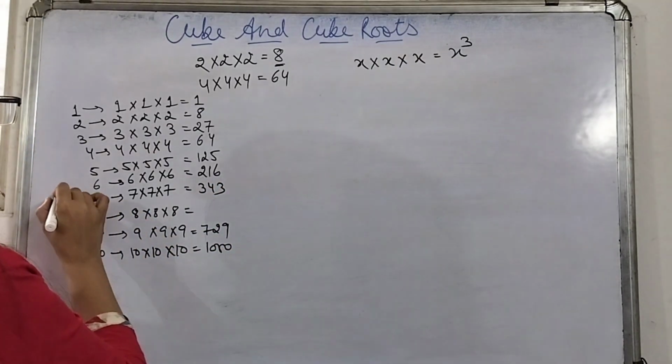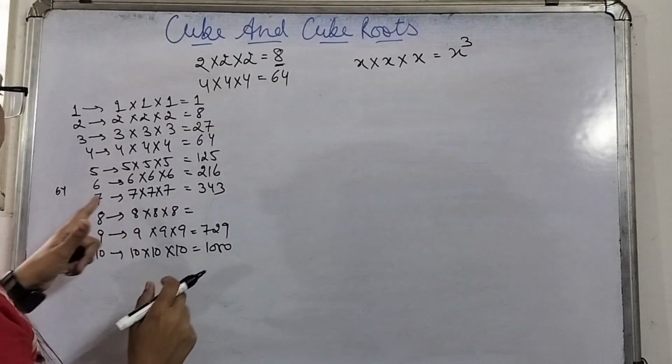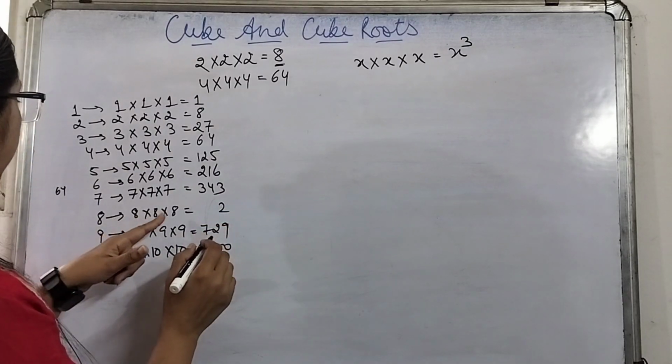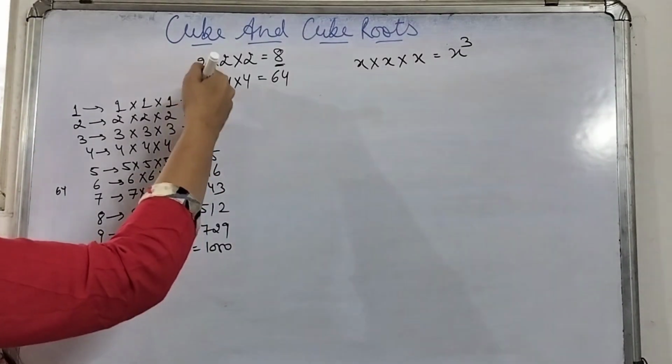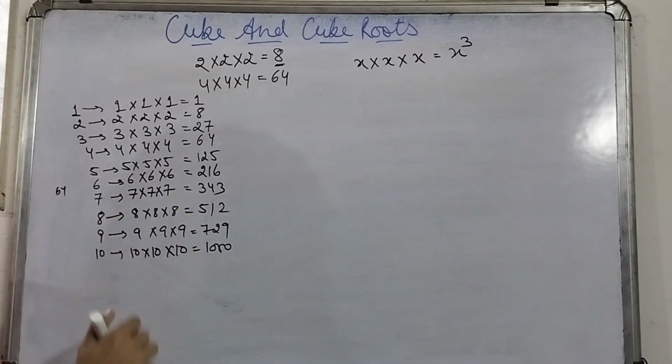8 8s are 64. And 64 into 8: 8 4s are 32, carry over 3, and then 6 8s are 48, plus 3 is 51, so it is 512. So these are the cubes of numbers 1 to 10.